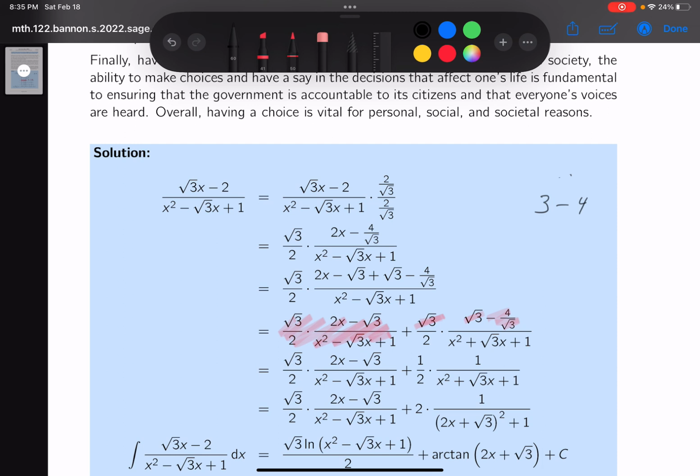Root 3 times root 3 is 3. And root 3 times minus 4 over root 3 is going to be minus 4. So it's minus 1. All right? So I have to correct something, and I'll do that later. But right now, this is definitely minus 1.